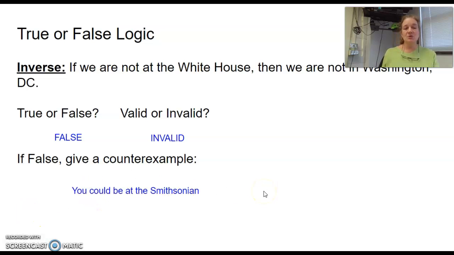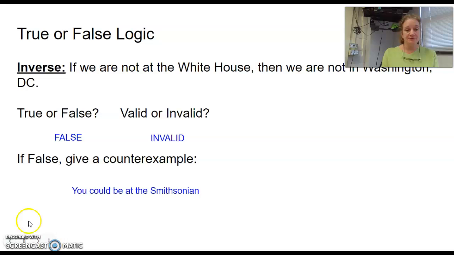We could be at the Smithsonian and still be in D.C. We're not at the White House, we could be at the Smithsonian and we're in D.C. That's not true. That's not valid, right? If we're not at the White House and we're not in Washington is not valid. So the conditional was true. The converse was false. The inverse was false. And I just told you that the contrapositive will be true.